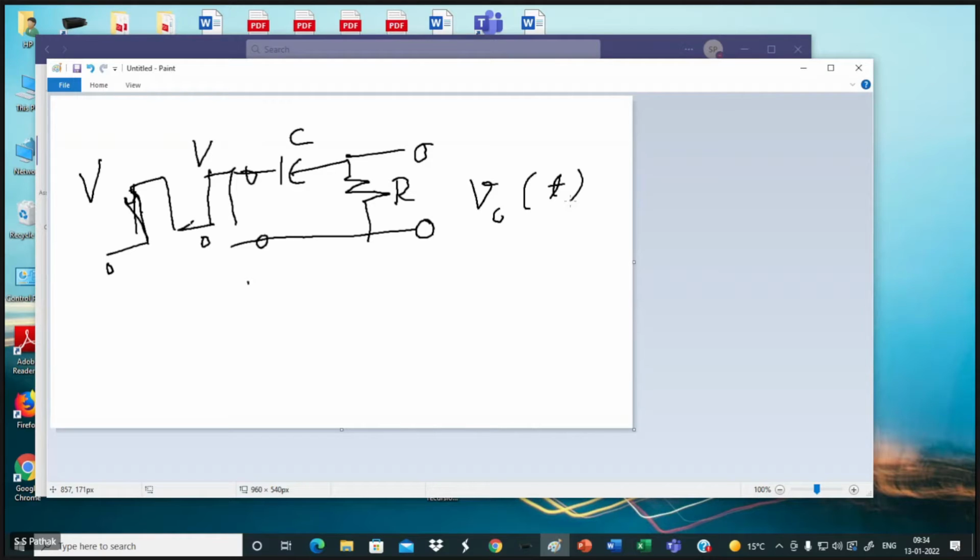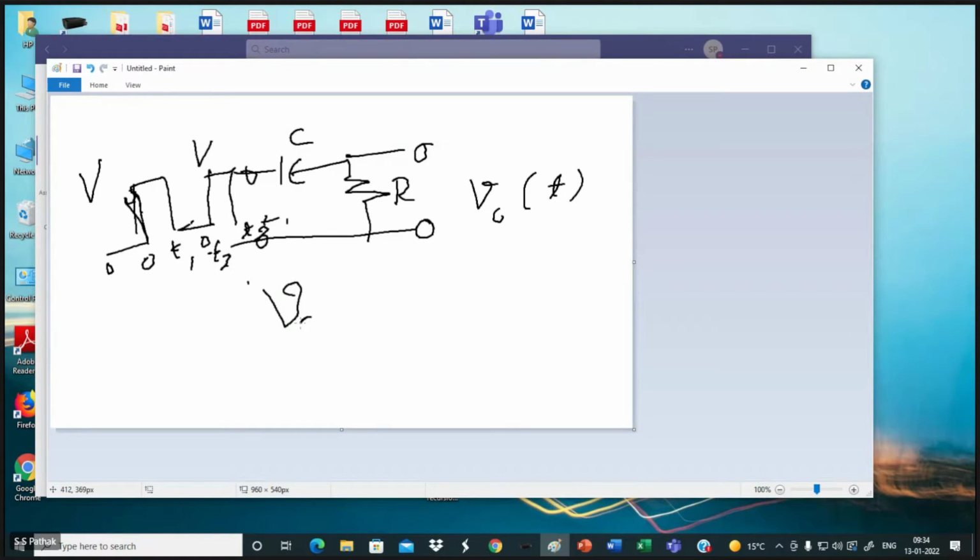So what happens when I apply the first pulse? This pulse I applied at T equal to 0, let us say. Then T equal to T1, and here T equal to T2, and this is your T2 plus T1. I have applied this. So what is my V naught T? Let me plot.